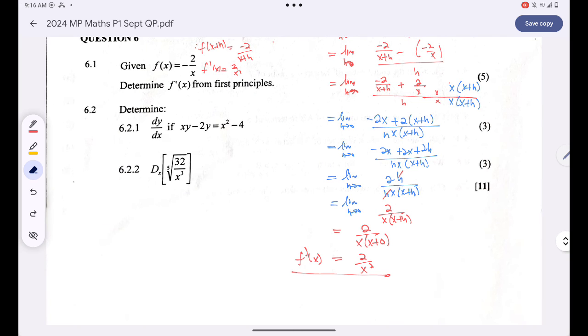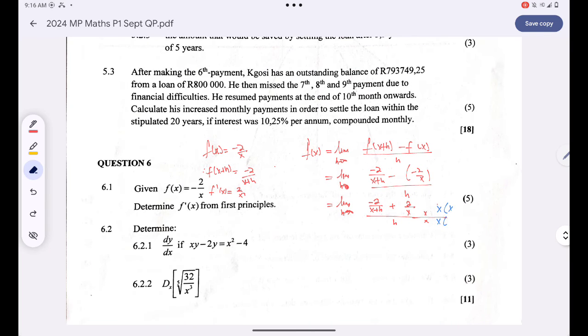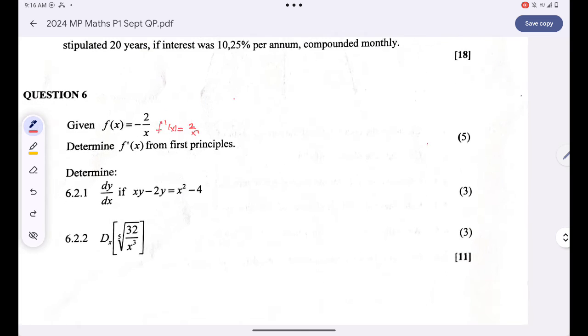And then now for 6.2, I'm supposed to determine the derivative of y with respect to x if I'm given that particular equation. If ever I'm finding the derivative, I must make sure that the variable I'm supposed to derive is not inside the bracket, is not in surd form, and is not at the denominator as well.